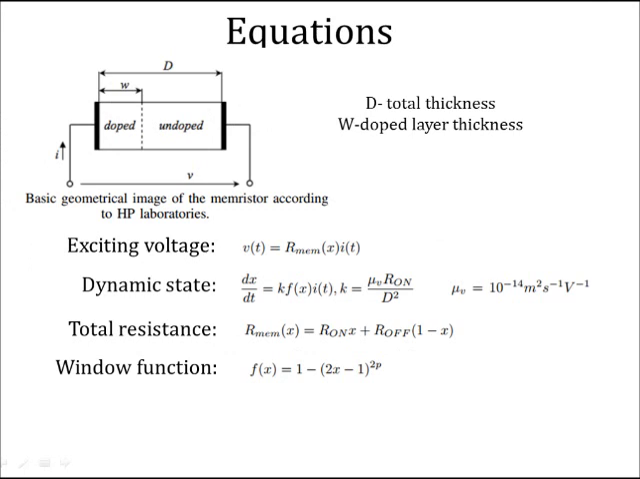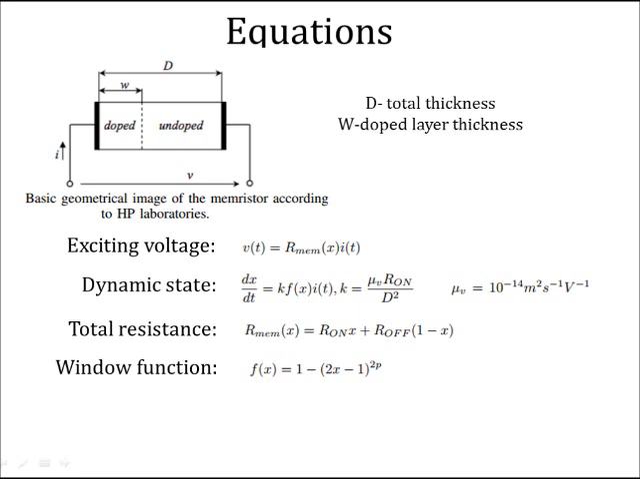There are four main equations that describe the memristor. On the picture, D is the total thickness of the memristor, while W is the width region, which is a function of current flowing through. The exciting voltage is the first equation, where R sub mem is the total resistance of doped and undoped regions. X is the ratio of W over D.